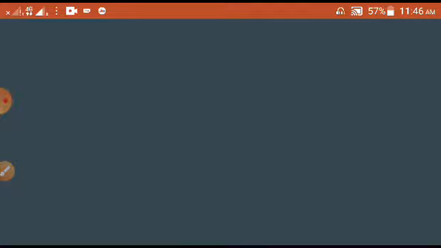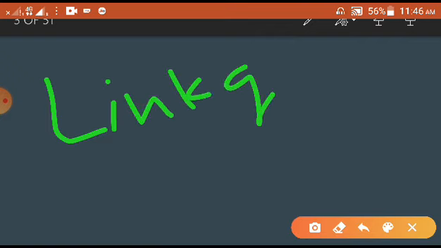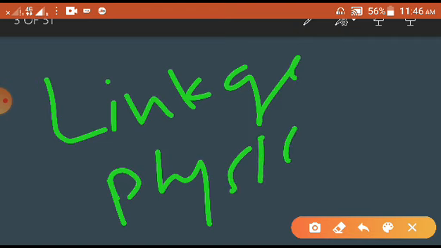Later again we will discuss this particular point. These maps can be of two types. One is called the linkage map, and another one is called the physical map. Okay, linkage map and physical map.